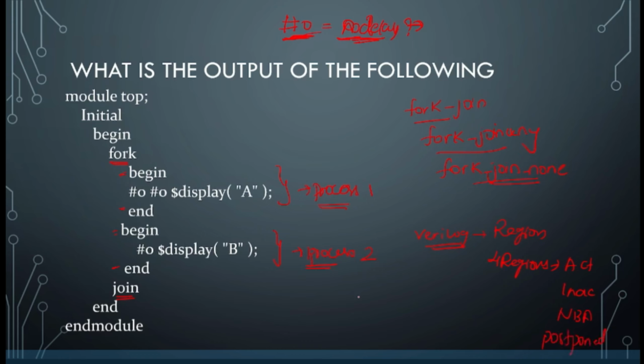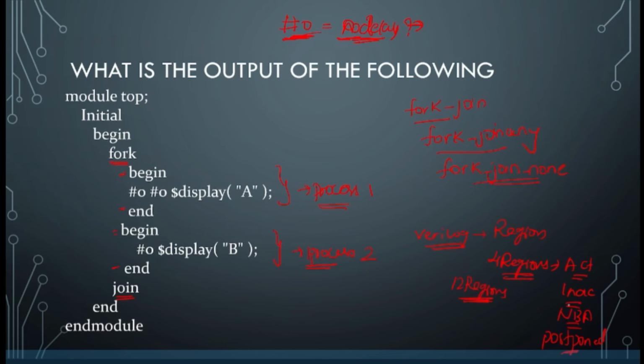In case of SystemVerilog, you are having other things. Like these are again subdivided into 12 regions. We'll be discussing that further. As for now, we will be going with Verilog only, since we didn't explain about these 12 regions. So for now, we will just talk about the 4 regions which are active, inactive, NBA and postponed.